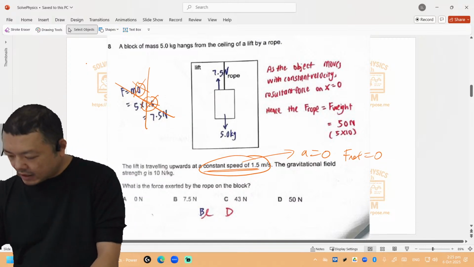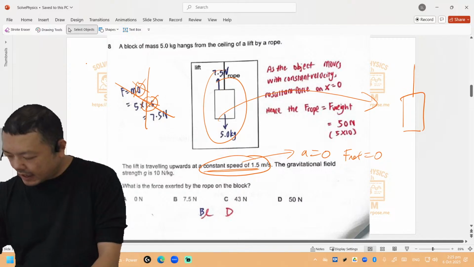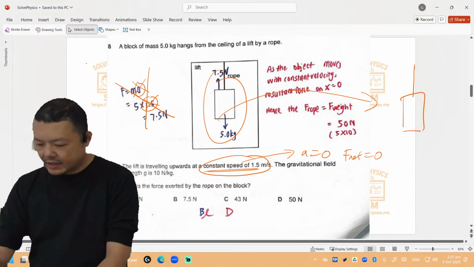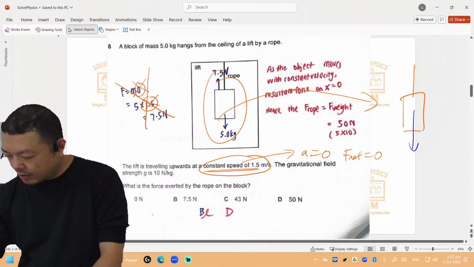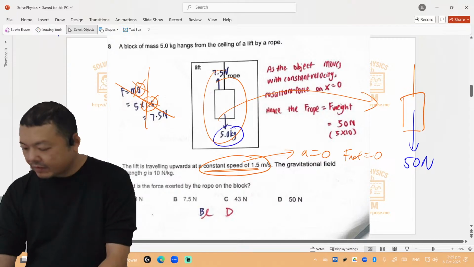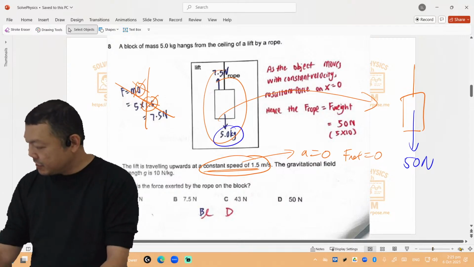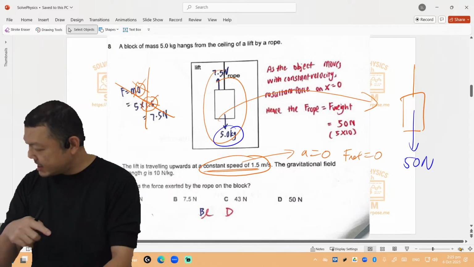So when you look at the object here, if you look at the object on its own, and you ask yourself, what are the forces acting on it? You drew it correctly, but the numbers are completely wrong. This is 50 newtons, right? This is another red flag for me. You drew an arrow and it showed 5 kg. Do you understand why it is wrong?